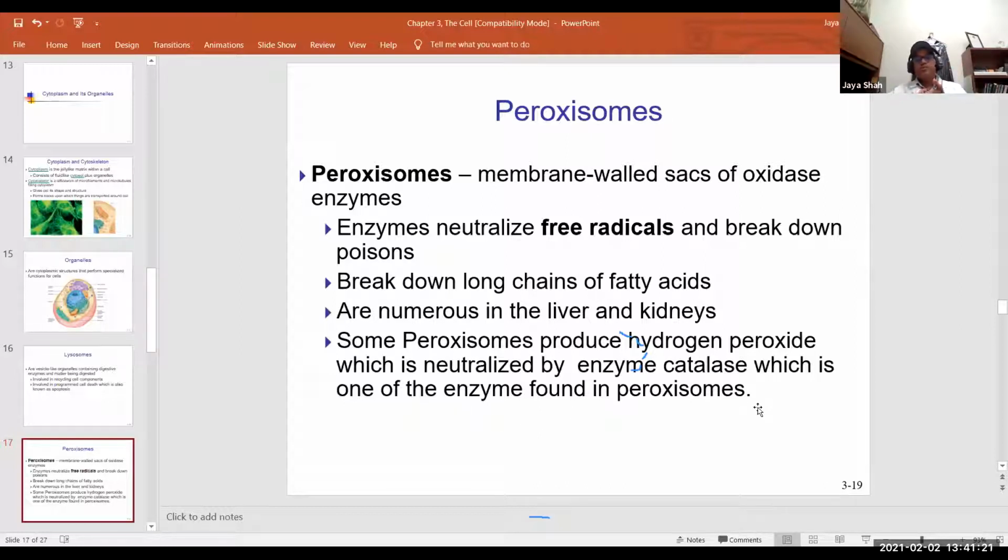So peroxisomes are vesicles inside the cells which contain oxidase enzymes. These oxidase enzymes neutralize free radicals and break down poisons, and break down long fatty acid chains. That's why you need a lot of these enzymes in cells like kidney cells and liver cells. The liver detoxifies toxins and alcohol, and kidney cells detoxify a lot of drugs and other stuff, okay?